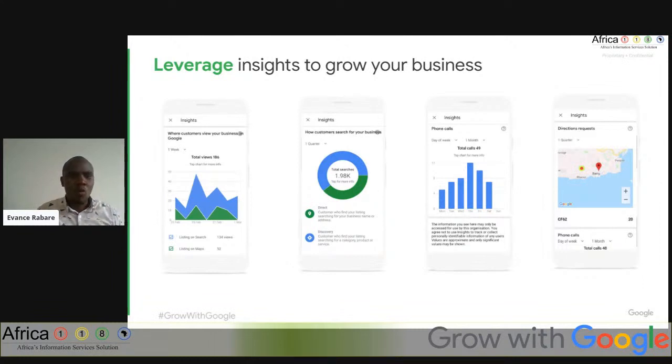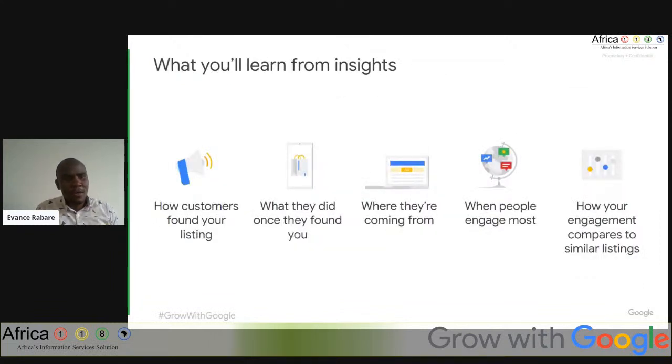So what will you, as a business, learn from the insights? One, how customers find your listing. Very, very important. Two, what they do once they find you, once they're on your listing or on a page. How much time are they really spending on your listing? That shows interest. Where are they coming from? Are they coming from Instagram to your listing, or from Facebook, or from a blog? You need to know where they are coming from.